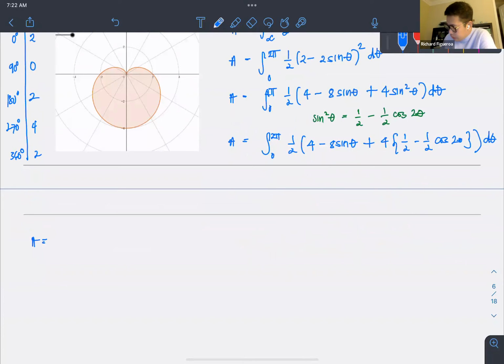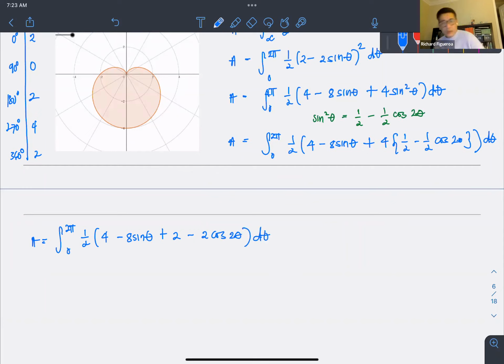So continuing from 0 to 2 pi, we simplify, so 1/2 times 4 minus 8 sine theta. 4 times 1/2 will be 2 plus 2, then minus 4 times 1/2, it's 2 cosine 2 theta, and then d theta. So we have 4 minus 8 sine theta plus 2 minus 2 cosine 2 theta, d theta.